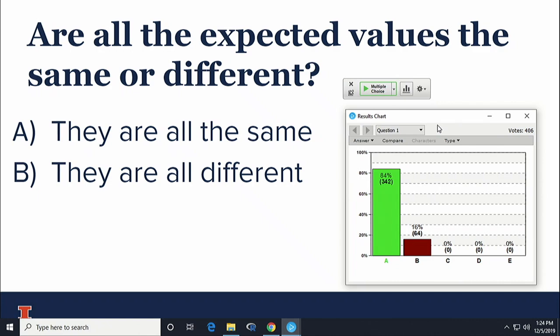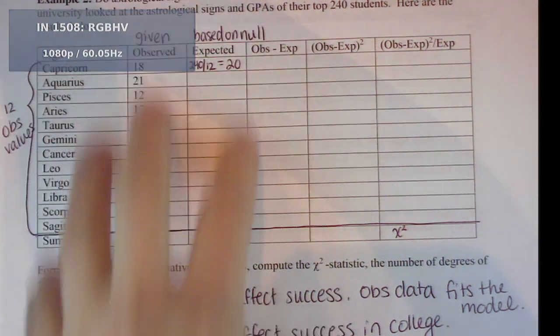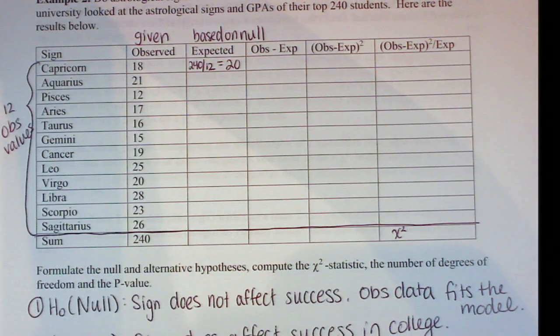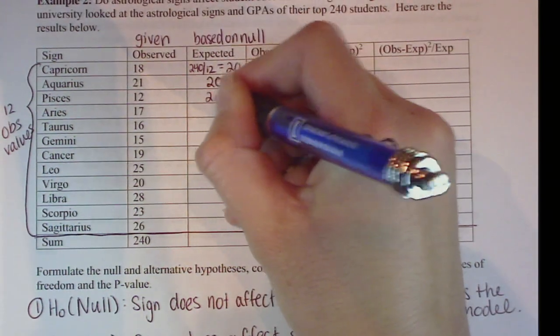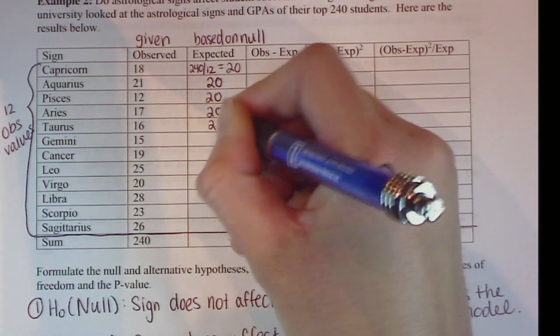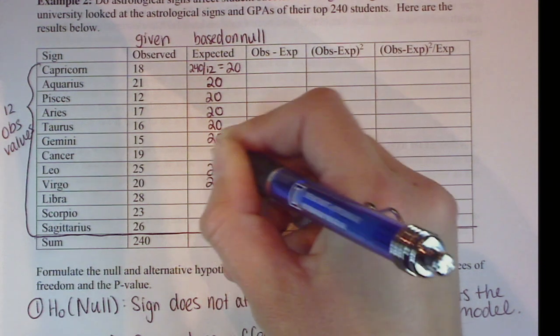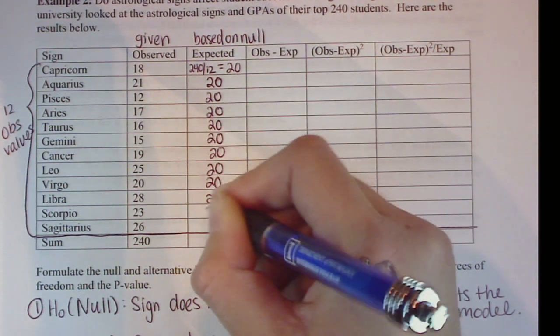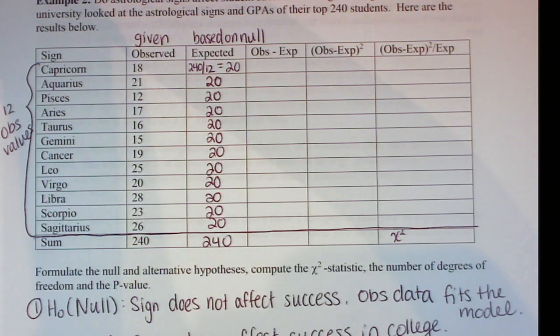We should expect, if there's no relationship between sign and success, that all of these are exactly the same. So if we take all 240 students and divide them by the 12 signs, there should be about 20 students in each category. And we're kind of close. Like for Virgo, we got exactly 20. We observed exactly what we expected, but for some of them we're a little off.